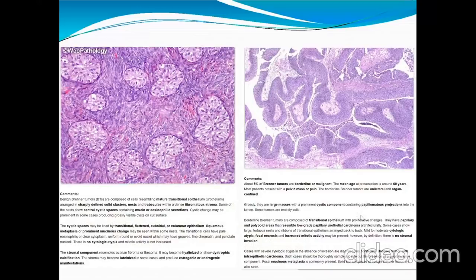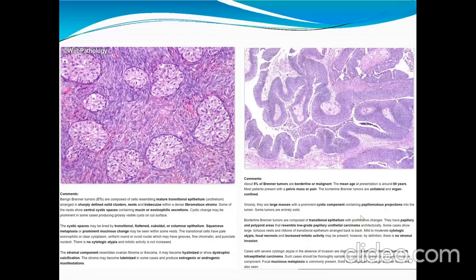This is further shown much better in these photomicrographs. We can see here how the cystic spaces are lined by transitional or flattened or cuboidal or columnar epithelium. Squamous metaplasia or prominent mucinous change may be seen within some nests.